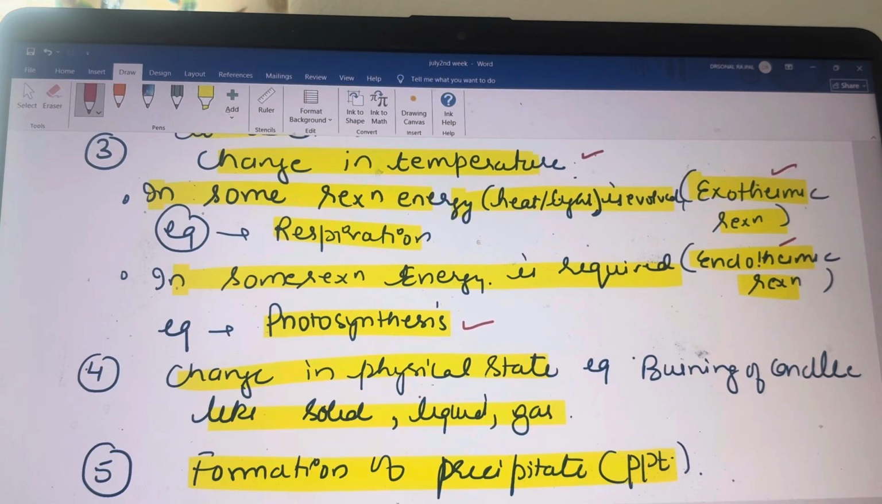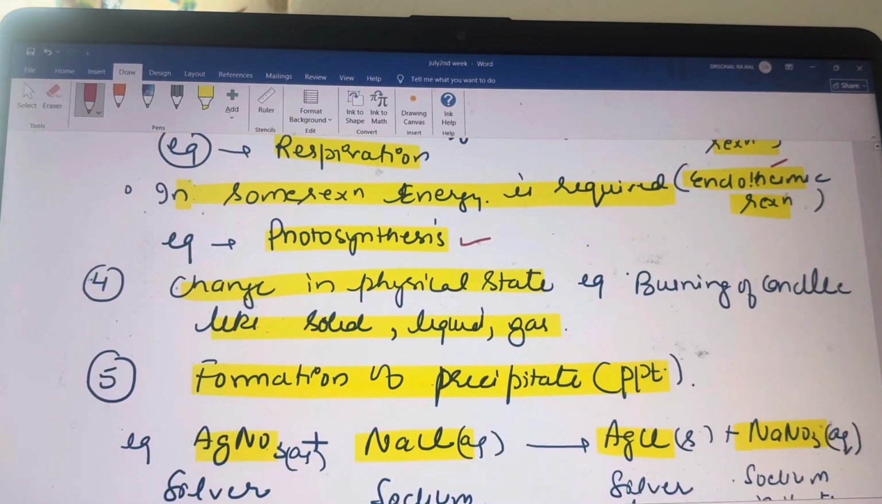And there is a change in the physical state whenever a chemical reaction is happening. An example is the burning of a candle. You know, students, whenever a candle is burned, it is a chemical reaction. So there is a change in physical state: solid, liquid and gas. You can see three states when the candle is burned.